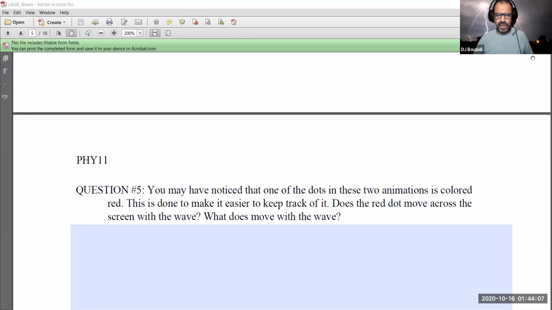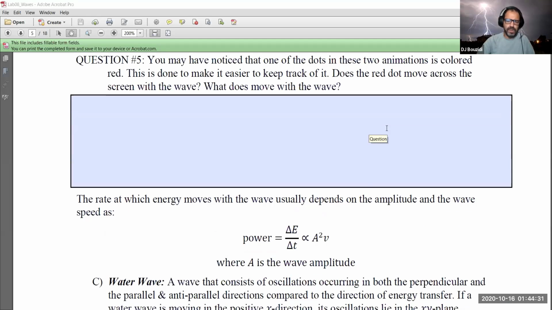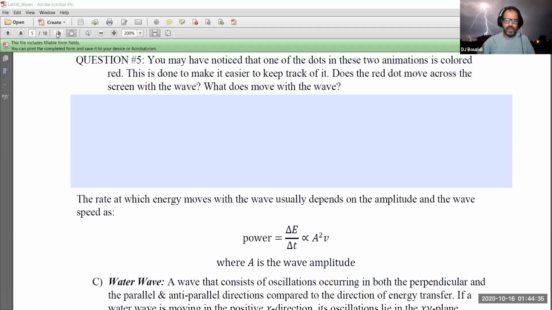So you'll have a dot that is colored red. This is done to make it easier to keep track. Does the red dot move across the screen with the wave? So you really have to look at that and answer these questions. That's what I was talking about in here earlier. What moves with the wave? So it's not the medium that is going to move. It's actually the energy at the end that is going to be moving. It's the disturbance. Remember earlier I said something about the amplitude.